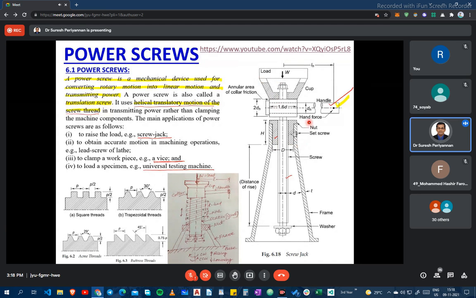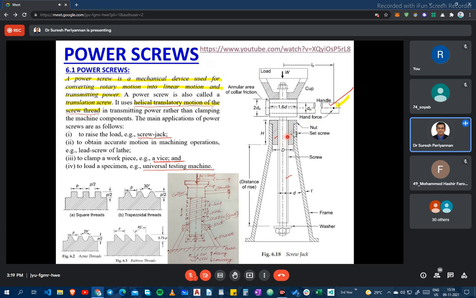For example, we are trying to lift many tons of weight: 1,000 ton, or 1,000 kilonewton, or 10 kilonewton, or 15 kilonewton, or 20 kilonewton of force. During that time, between the screw thread and the nut thread there is going to be high friction, and then high wear and tear is going to be created. That is a major problem.